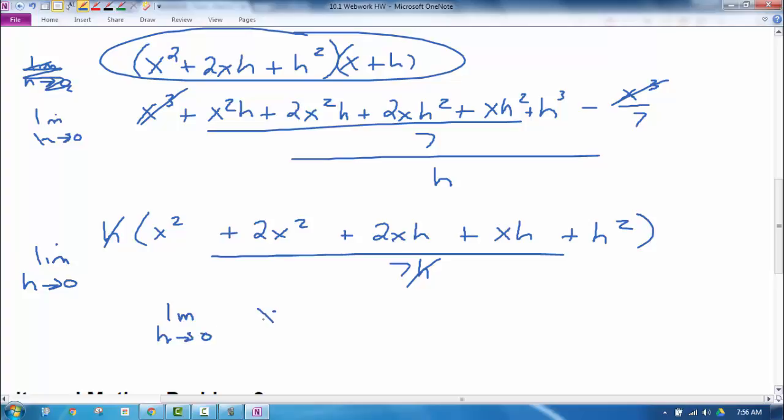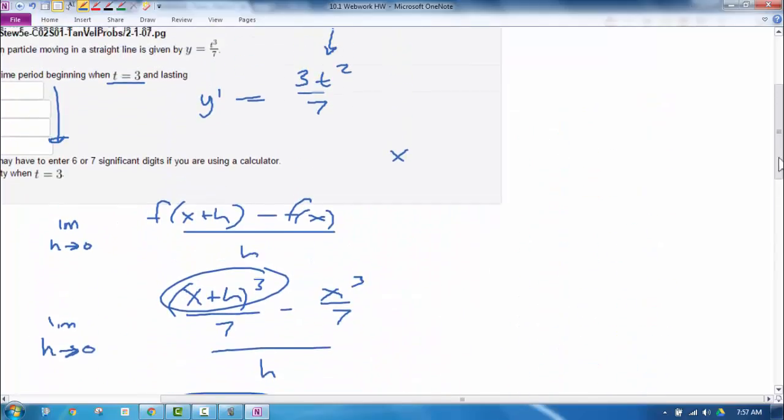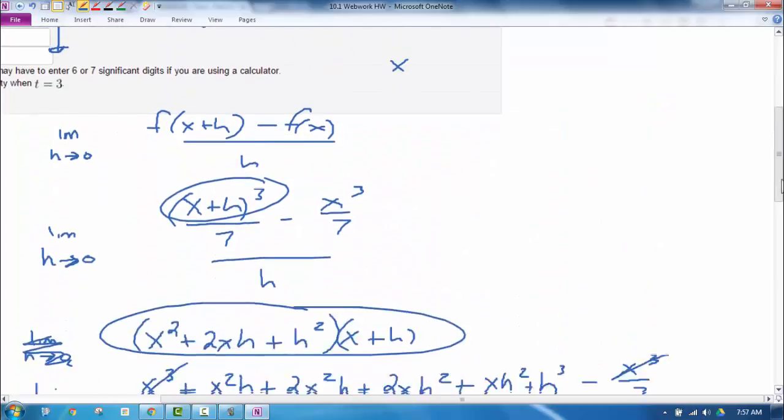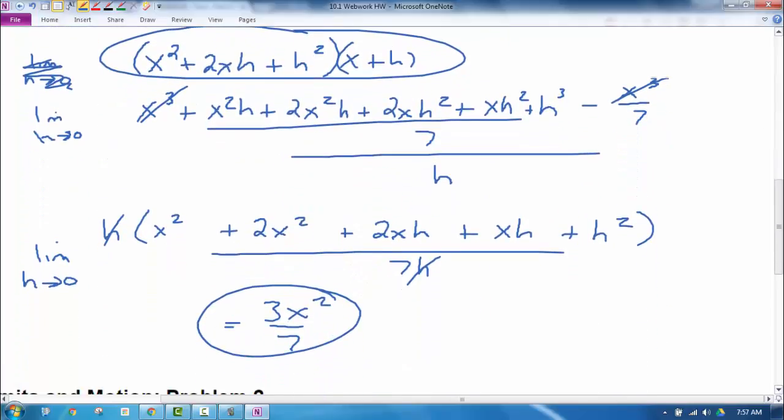It's just going to be 3x squared, because these two add together. And then these terms all go to 0. And then there's still 7 in the bottom. So when I evaluated the limit, I got this as my derivative. That's exactly what we got when we used the power rule up here. I switched to x for some reason, but it's supposed to be a t. But you get the idea.